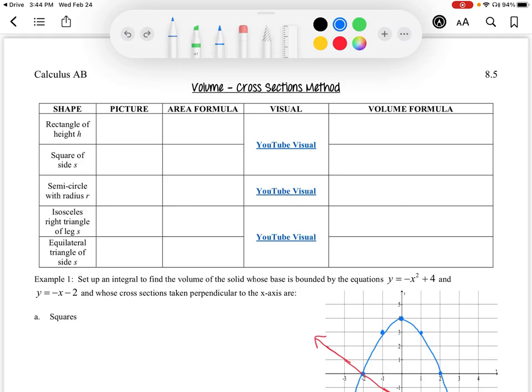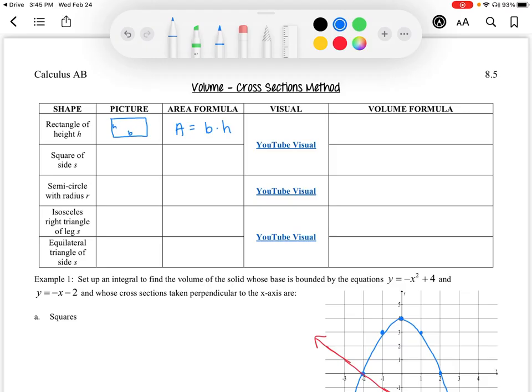So let's start with a rectangle. The first thing I want to do is draw a picture of a rectangle, just so we remember what it looks like. In a rectangle, you've got your base and your height. So the area for a rectangle is just area is equal to base times height.